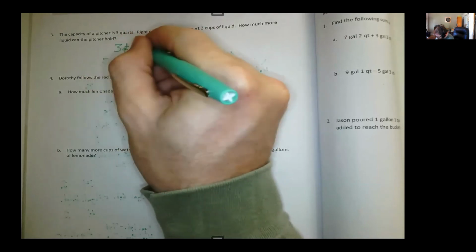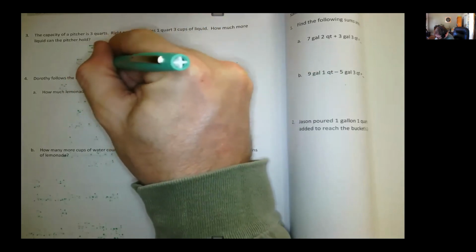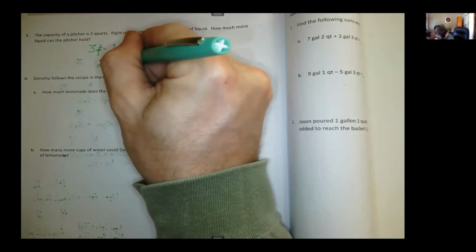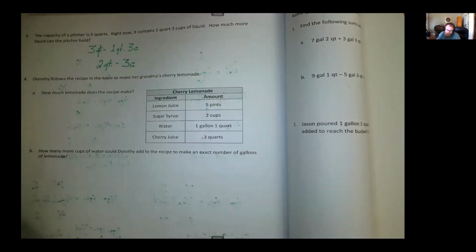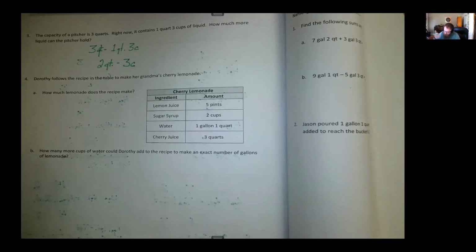So we can take the quart subtraction right away. 3 minus 1 is 2. So that gives us 2 quarts minus 3 cups. Well, how many cups are in a quart? If we look back to our chart, 1 quart has 2 pints and 2 pints have 4 cups. So there's 4 cups in a quart.